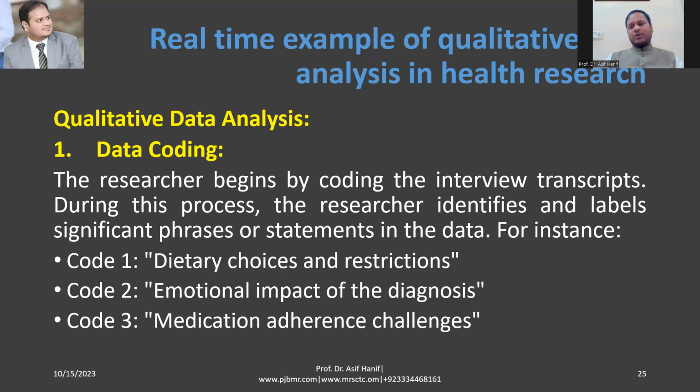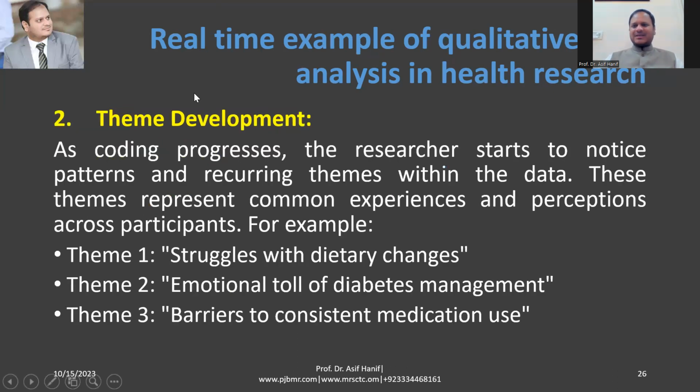Their emotional impact of the diagnosis, how they were emotionally relaxed or disturbed when it was diagnosed. Medication adherence challenges. For example, this data is taken from the community of Lahore. See, the people you have quoted from their interviews are talking about three things: dietary restrictions, the diagnosis and their emotions during diagnosis, and medication adherence challenges. You took all these quotes from the told stories. After taking the quotes, you developed the theme.